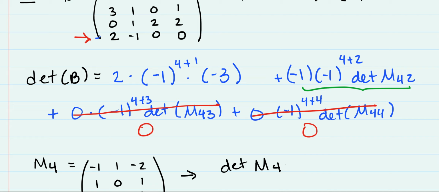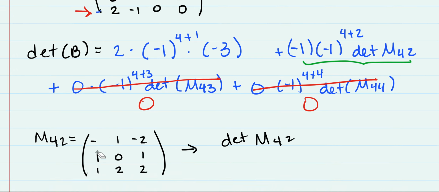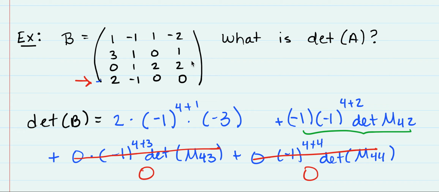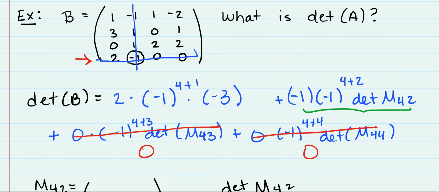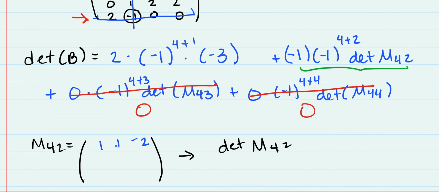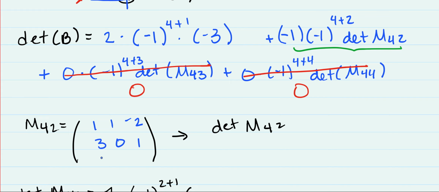All right, so we need to find M42. I'm going to erase all of these entries. Let's circle the entry 42. So 4, 2 is right here. We cross out this column and this row. So our matrix is 1, 1, negative 2, 3, 0, 1, and 0, 2, 2. What is this determinant?